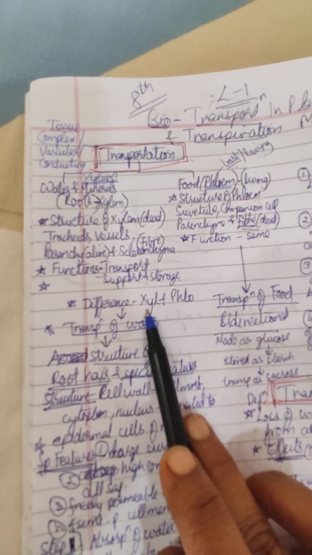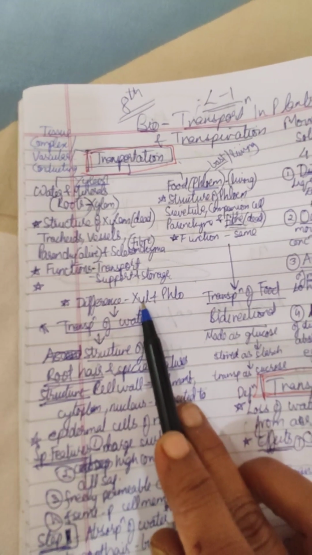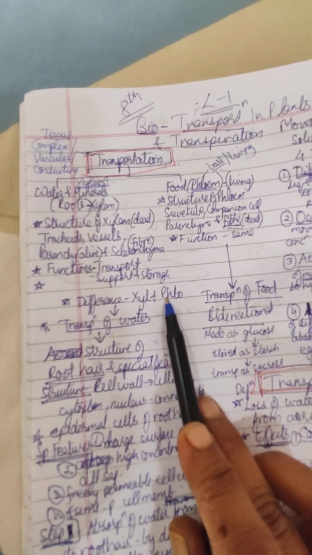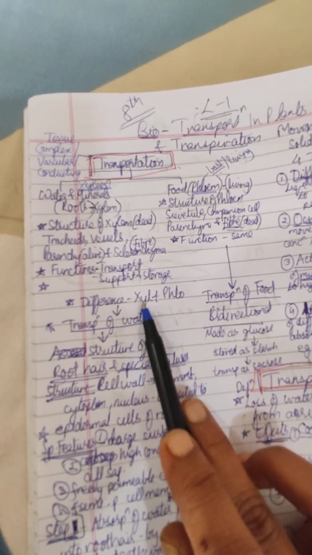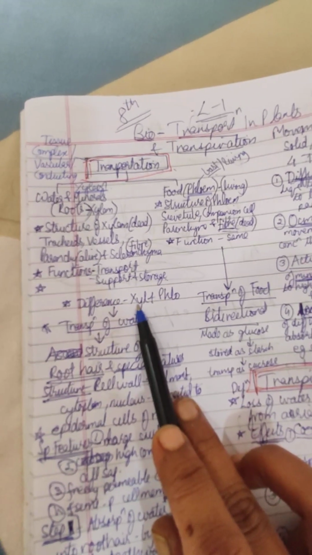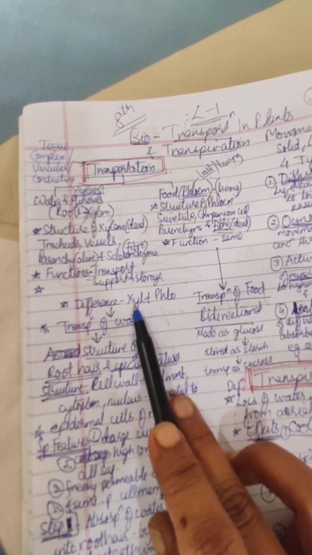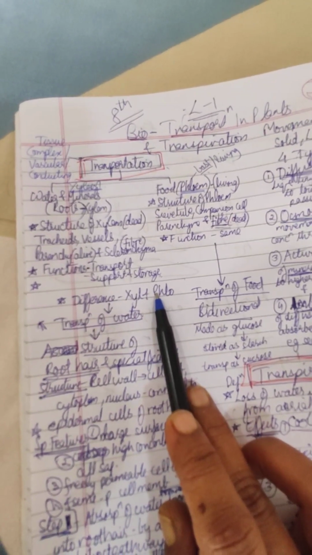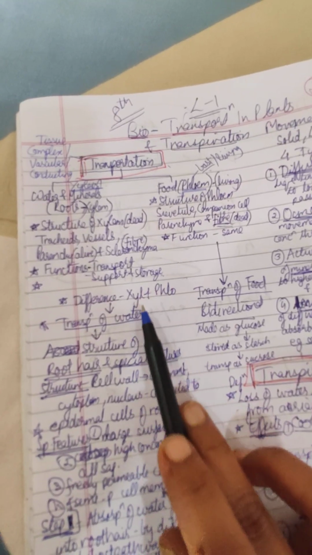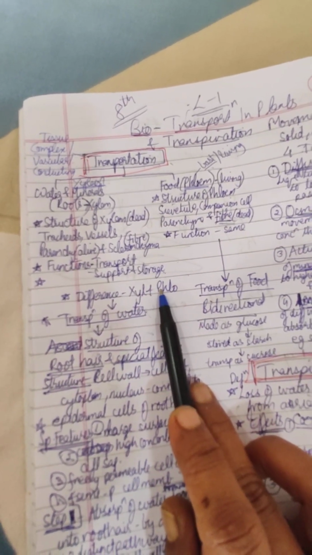Difference between xylem and phloem, you have done it in class 7. Make it very easy. Xylem transports water and minerals, phloem transports food. Xylem is unidirectional, phloem is bidirectional. Xylem structure is made up of tracheids, vessels, parenchyma and fibers. Phloem is made up of sieve tube, companion cells, parenchyma and fibers. Parenchyma and fibers are common in both of them. Xylem is mostly dead, phloem is mostly alive or living cells.